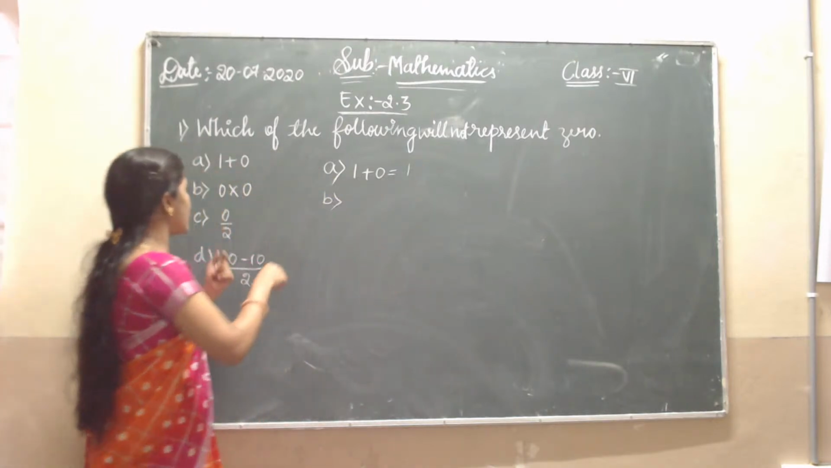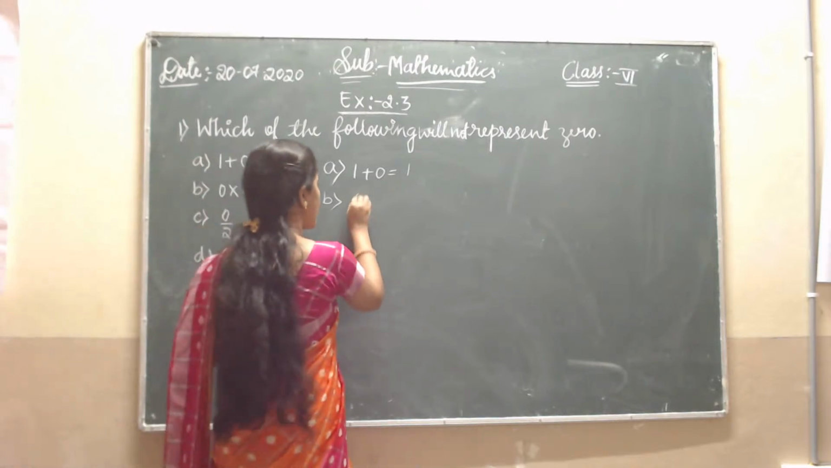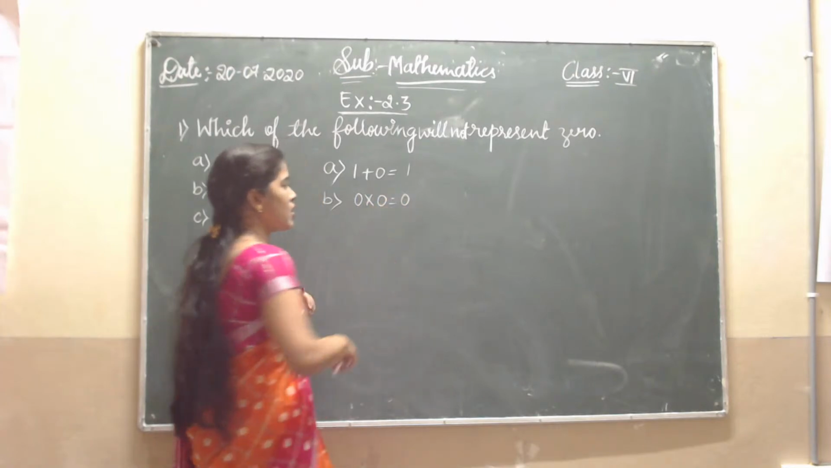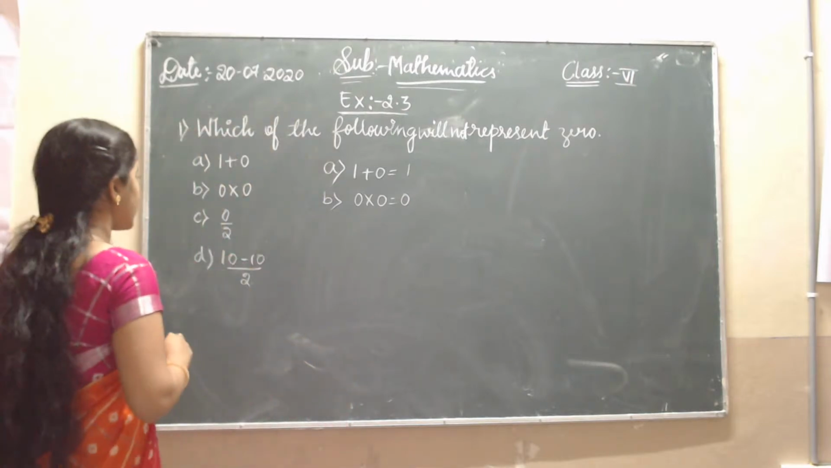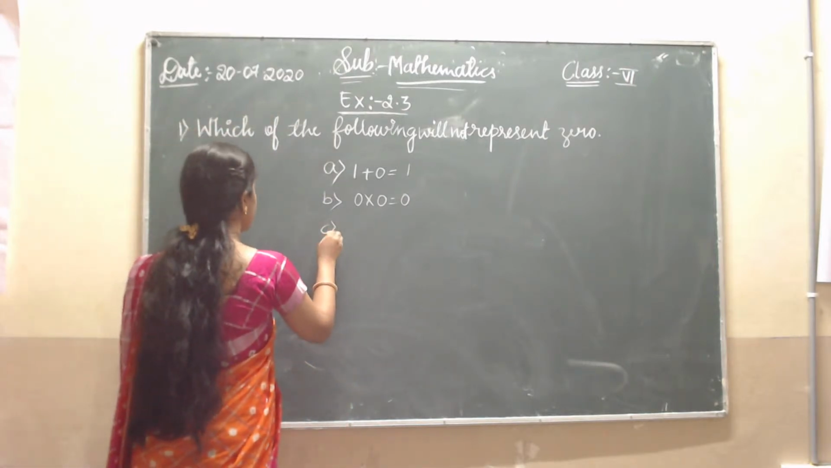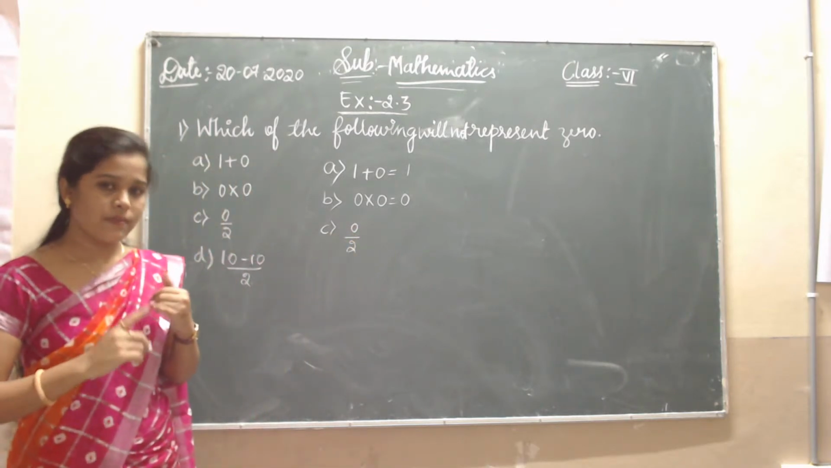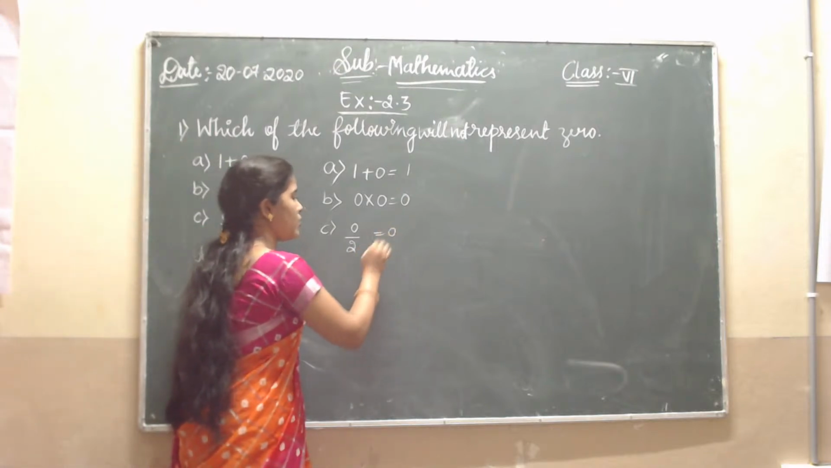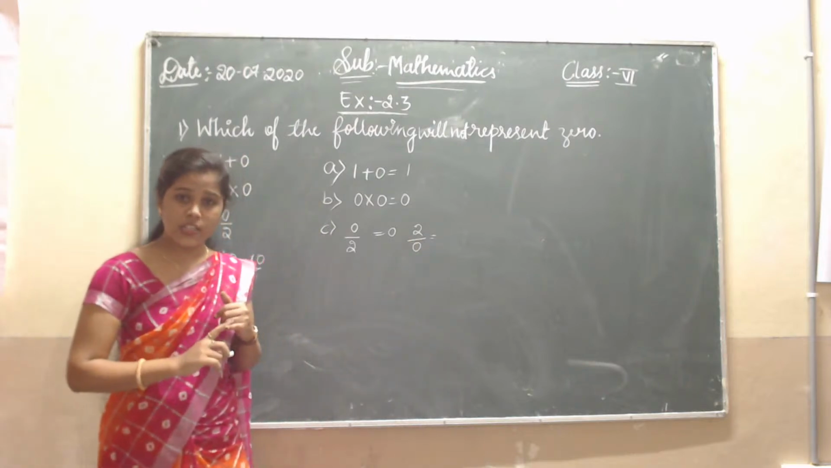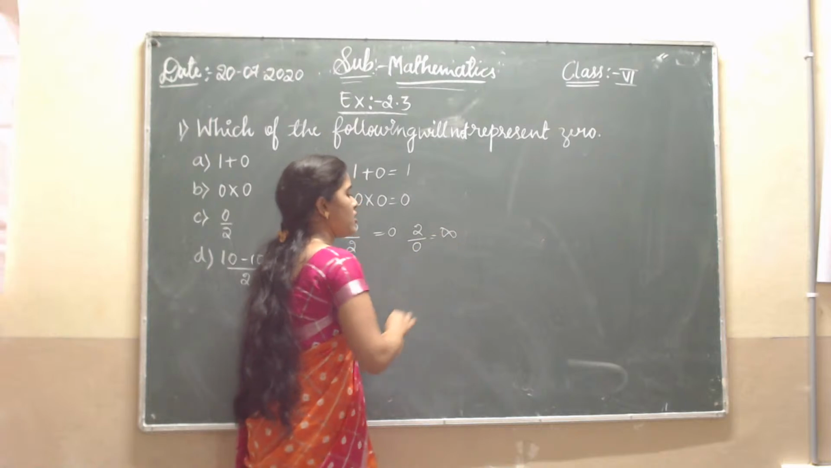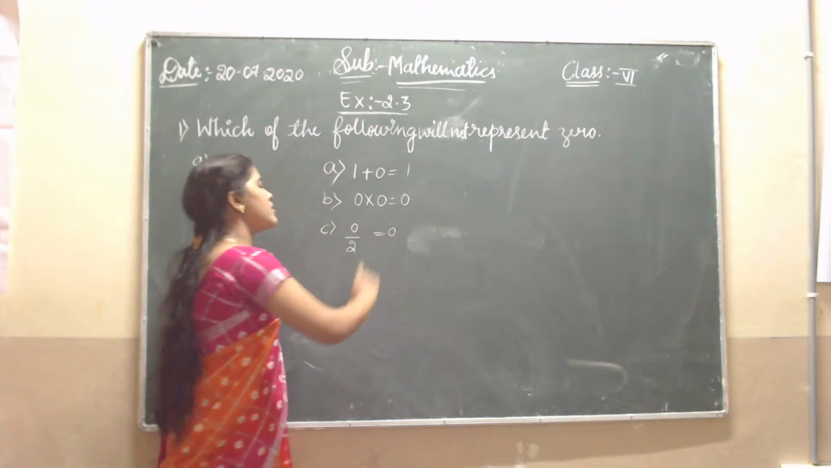Next, B, 0 into 0. 0 multiplied by any number is 0. So 0 into 0 is 0. If 0 is multiplied by any number, we get 0 only. Next, C, 0 divided by 2. If 0 is divided by any number, it also becomes 0. Suppose 2 divided by 0, that is not 0, it is not defined, infinity. But 0 divided by 2 is 0. 0 divided by any number is 0.